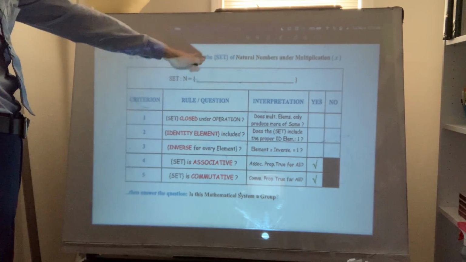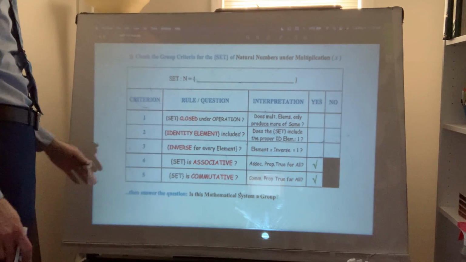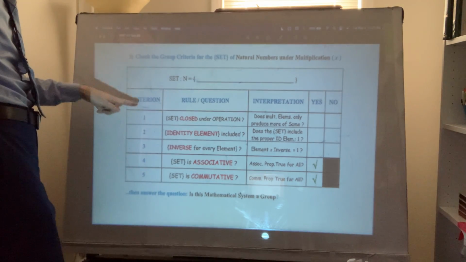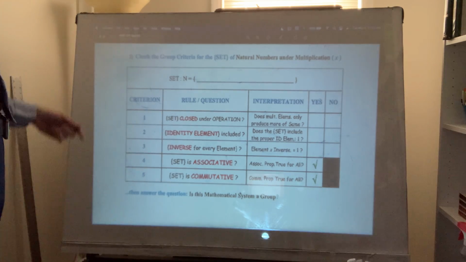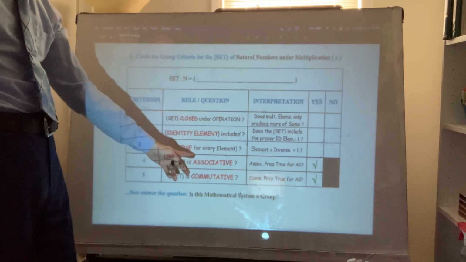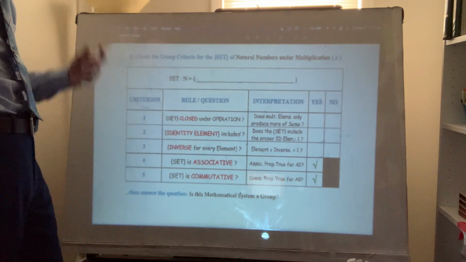Check the group criteria for the set of natural numbers under multiplication. Is this mathematical system a group? We're going to decide that based upon these three particular requirements, because we already know, and this is for sure true, that natural numbers are associative and they are commutative.